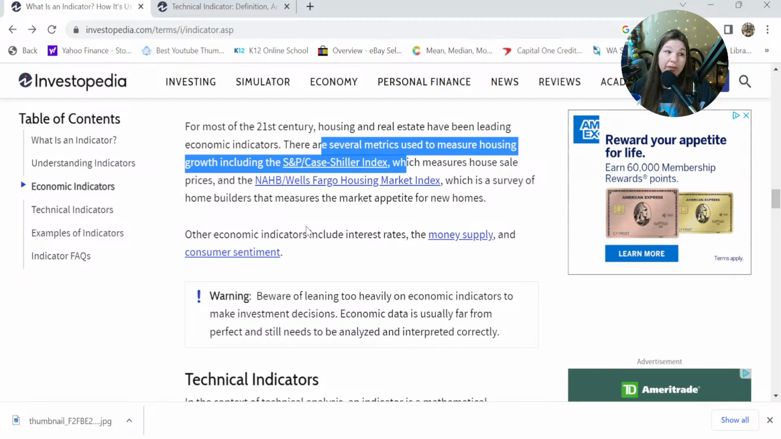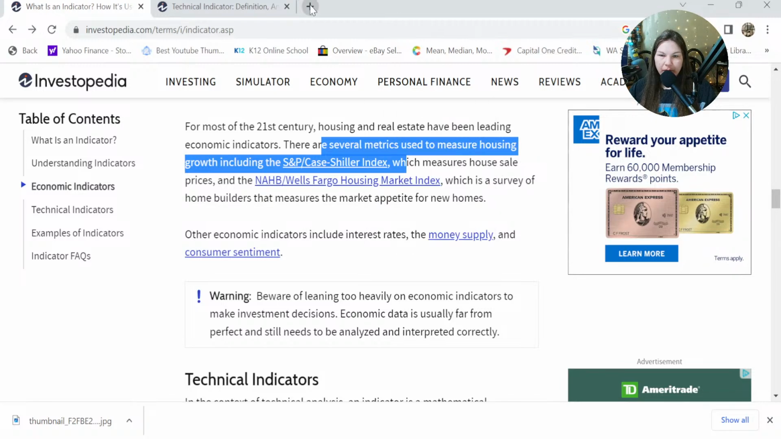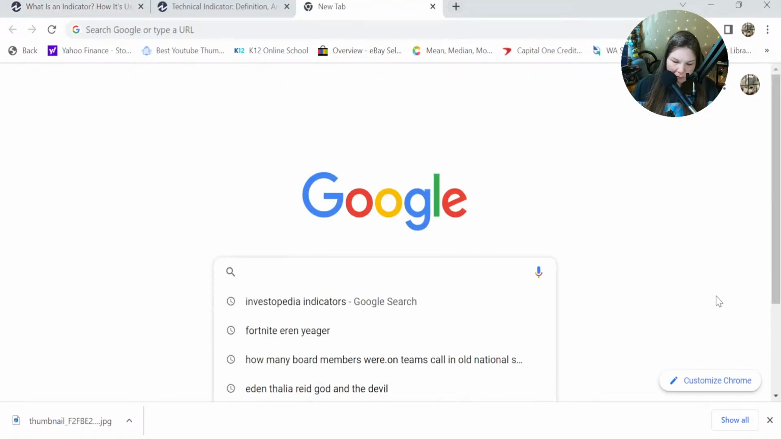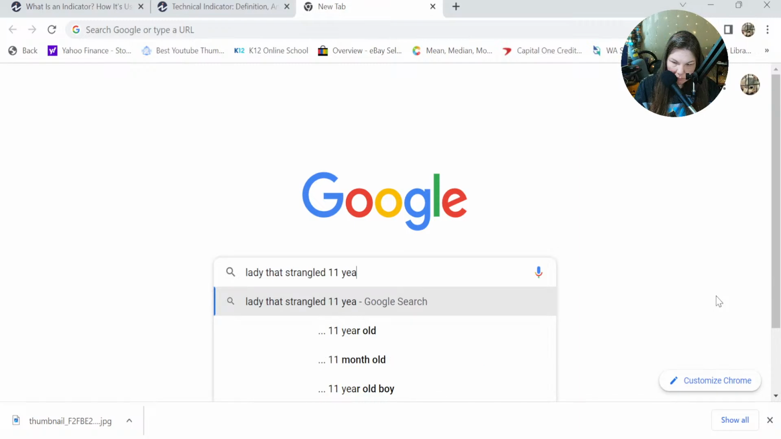And they're saying now that they don't have those same variable rate loans on home loans and that this isn't going to happen. But it's happening, guys. I saw a news article yesterday about a lady. She's in Middle America, guys. I don't remember. Let's see, where's she at? Lady that strangled 11-year-old boy.